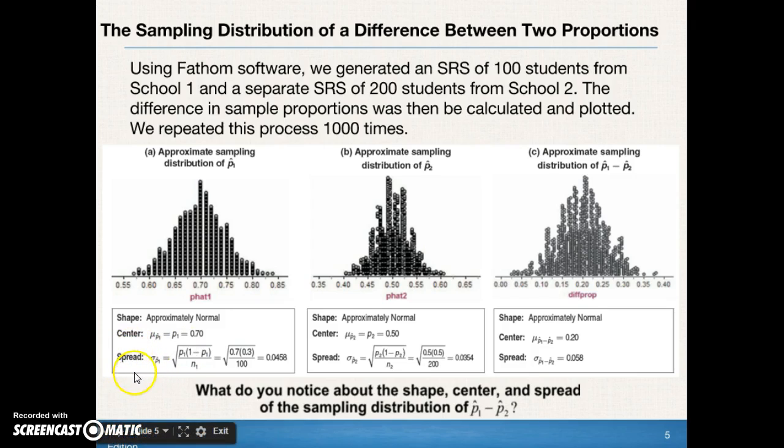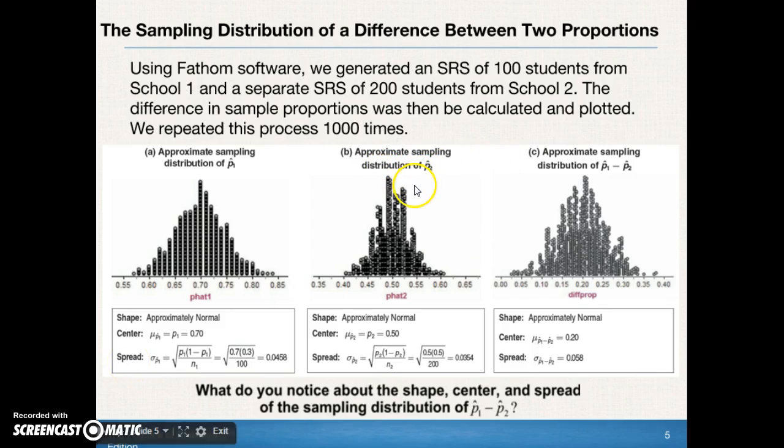The spread that we've learned about is, again, the standard deviation of p hat 1, which is the square root of P1, that's our parameter, times 1 minus P1, divided by n. And so again, they told us that 70% of the students at school 1 did their homework, times 30%, divided by 100, and that is our spread. So now we have our distribution for school 1.